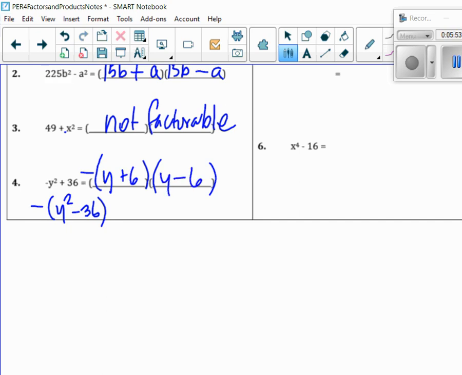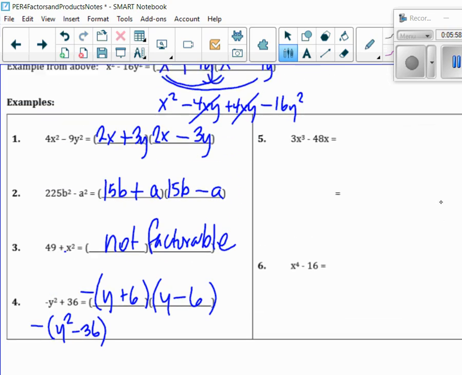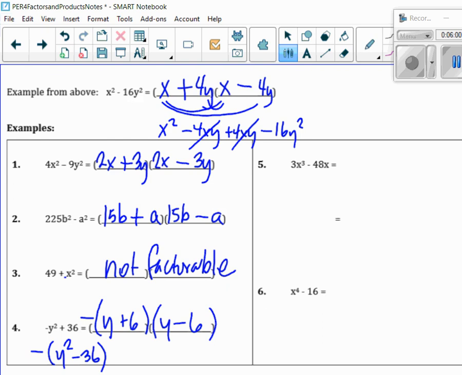Okay. Let's keep going. Number 5. It's 2 terms and it's a minus. However, you cannot square root 3. It's not a perfect square.